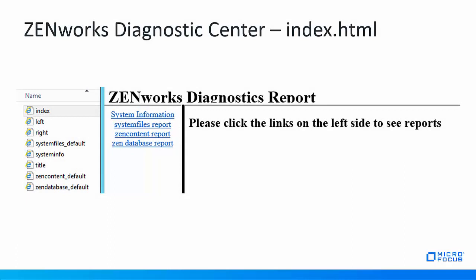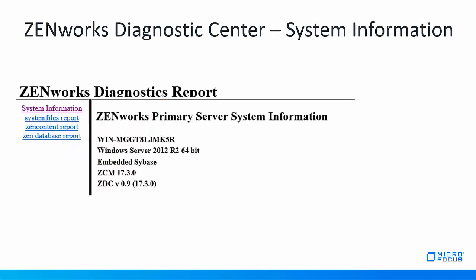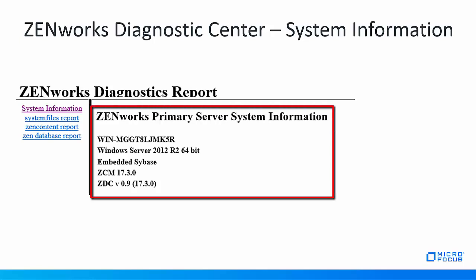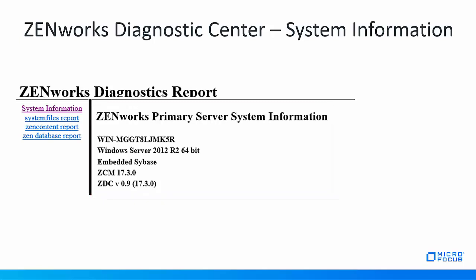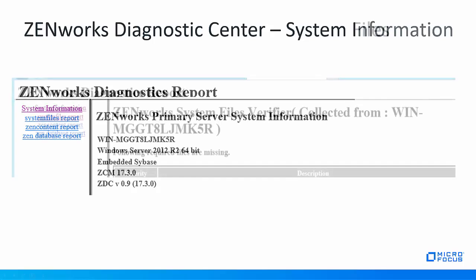You will notice an additional selection in the ZDC report when selecting the index HTML. It is a System Information section. By selecting the System Information link, the primary server name and OS along with the database, zone version, and ZDC version will be displayed. This will make it easier for you and support to identify which primary server this ZDC was run against, along with some environment information.